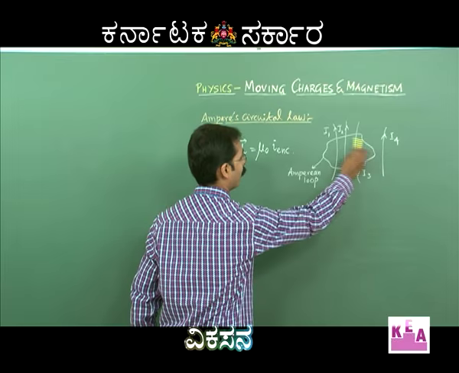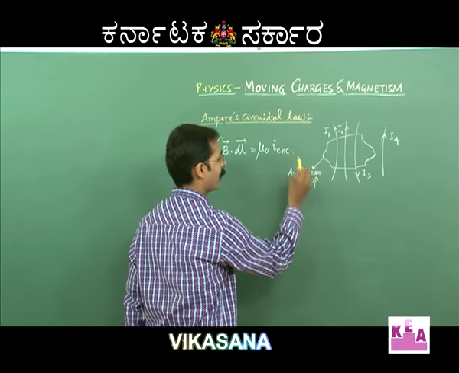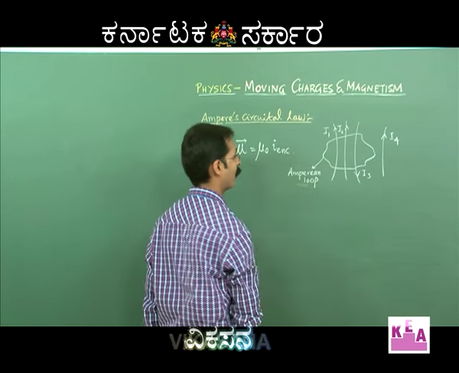This is a loop for which I am going to apply Ampere circuital law. The loop for which I am going to apply Ampere circuital law is called an Amperian loop.